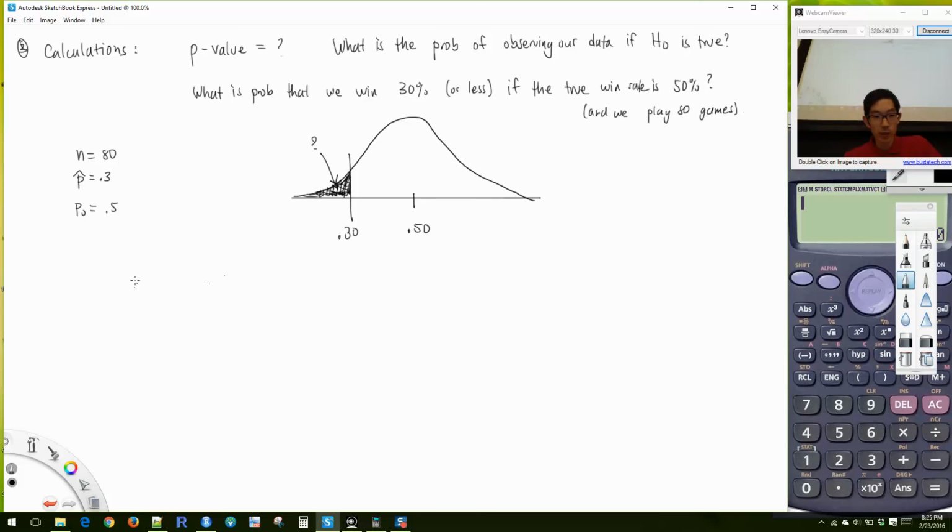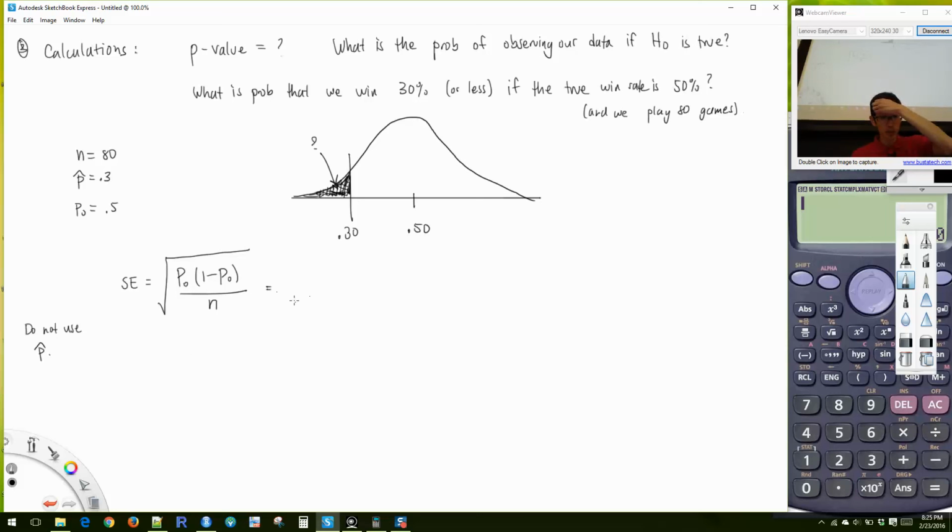So we've got to figure out our standard error. Our standard error here is going to be the square root of P0 times 1 minus P0, divided by n. Notice we do not use p hats. Do not use p hat here.